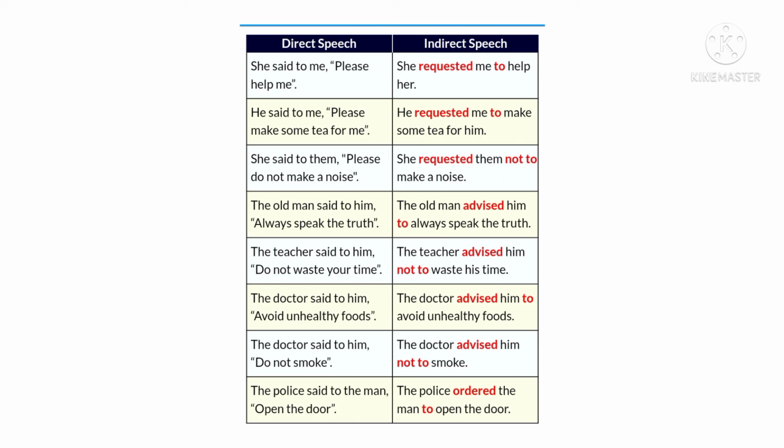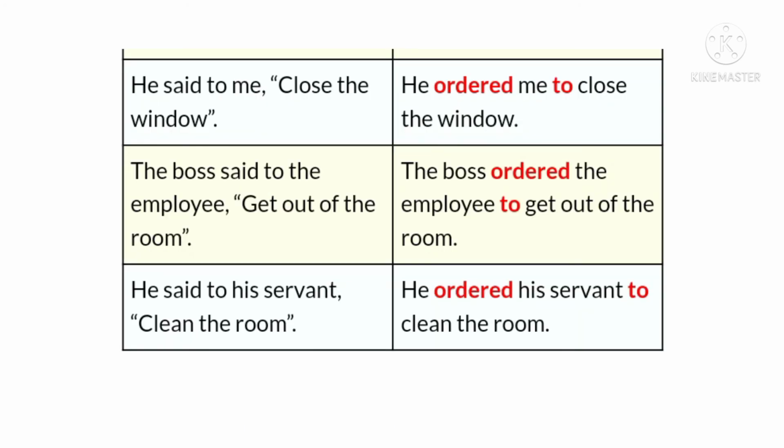It will start with don't. For example, the doctor said to me, "Don't have too much fat food." So we can say like this: the doctor advised me not to have too much fat food. The sentence is starting with don't, so it's a negative sentence and we have to start with not to. Then orders will be there, requests will be there, suggestions will be there, advice will be there, warnings will be there.